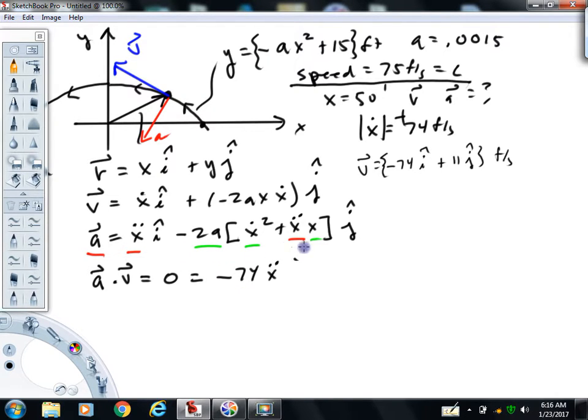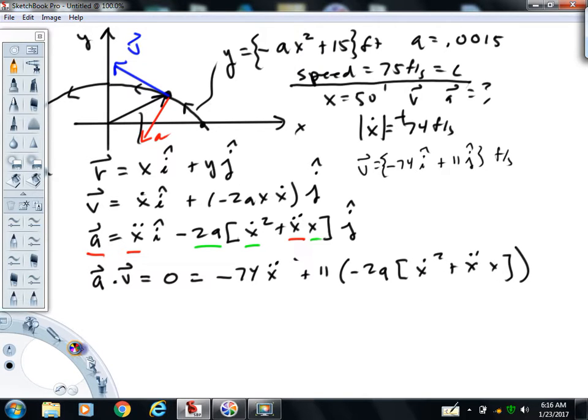Then we're going to take this times this, and I'm going to go ahead and write that guy first. Plus 11 times minus 2a times the quantity x dot squared plus x dot x, and then equals 0. I believe this equation hopefully only has one unknown. Let's see, x double dot. Yes, because x dot and x are known quantities.